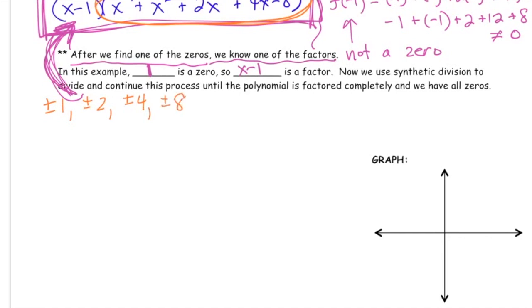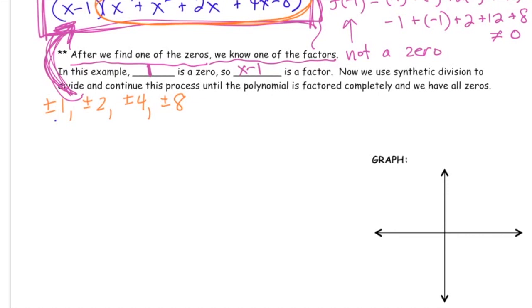Those never change. Your possibles never change. We already tested -1 and saw that it didn't work. We tested 1 and we saw that it worked. 1 could work again because it could be a double root, but chances are that it will not. So let's just move on and try 2.